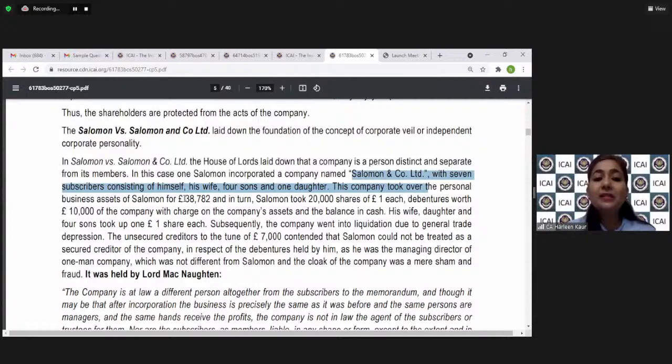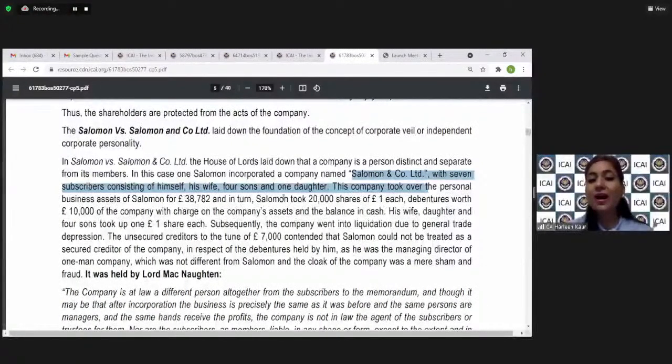He took over the personal assets of Salomon, what? 38,782 pounds. So now, ma'am, do we have to learn this information? This is just the purchase consideration figure that he's telling you. You remember when he's selling the business, you're calculating the purchase consideration. The payment that was made was 38,782 pounds.